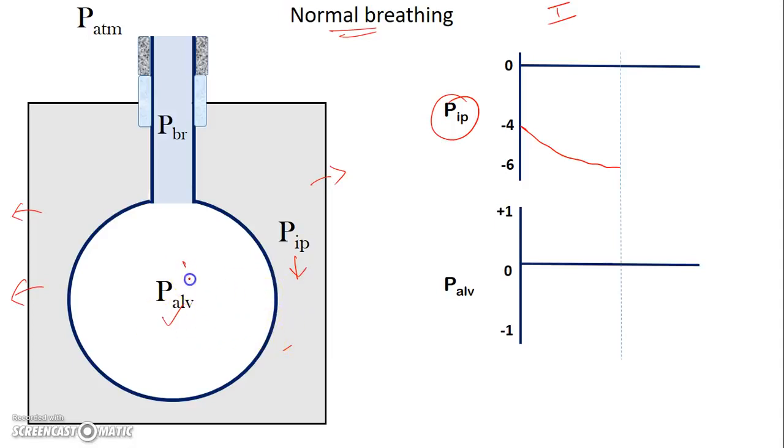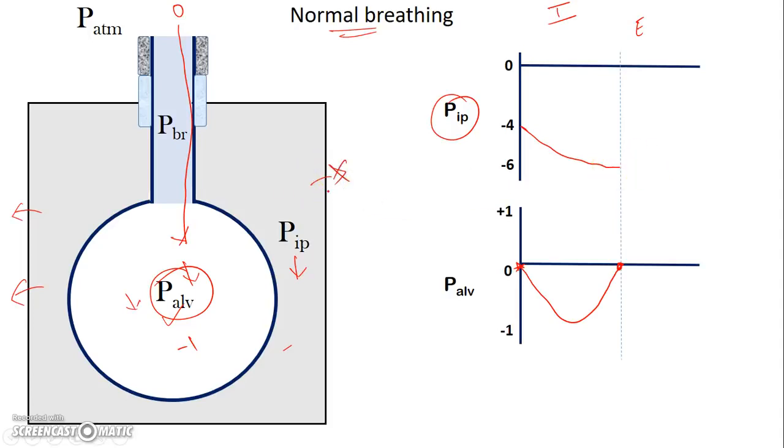The expansion of the alveoli causes the intraalveolar pressure to decrease. At equilibrium, just before inspiration, it is 0, now it goes to -1, and at the end of inspiration, because of the movement of air, it again comes back to 0. So it becomes -1 millimeter of mercury at the peak. So here it's -1, here it is 0. This difference in pressure causes movement of air from here to here, which causes the neutralization of the pressure.